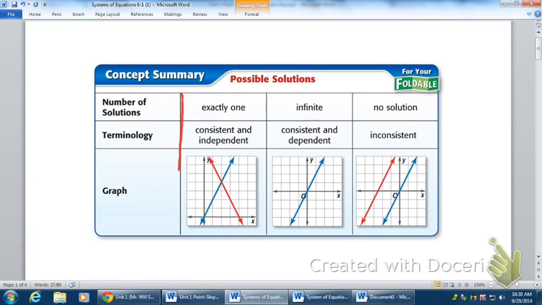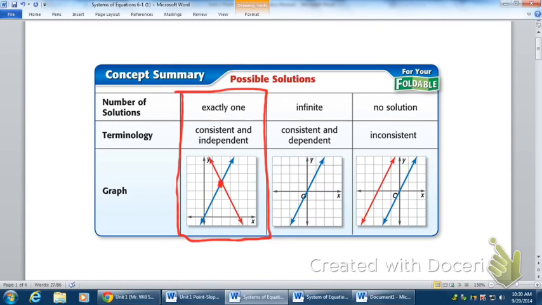Okay, I'm looking at the first one. Exactly one is the number of solutions. What that means is it crosses or intersects at one spot. Does everybody see that? That's the main difference. This is intersecting at one spot, so the number of solutions is exactly 1. There was only one solution for that. It's wherever they intersect.